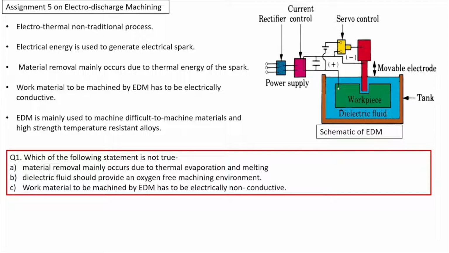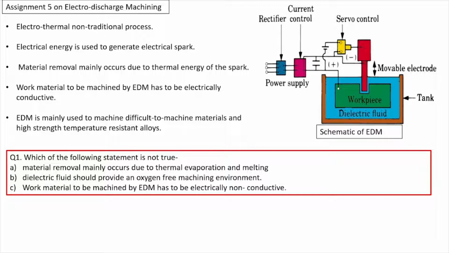Electrodischarge machining is a non-traditional process, an electrothermal based non-traditional process, in which electrical energy is used to generate an electrical spark, and material removal mainly occurs due to the thermal energy of the spark.